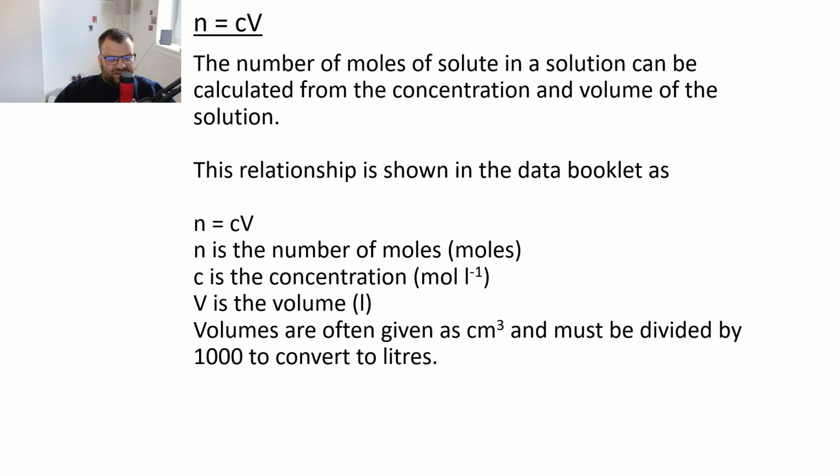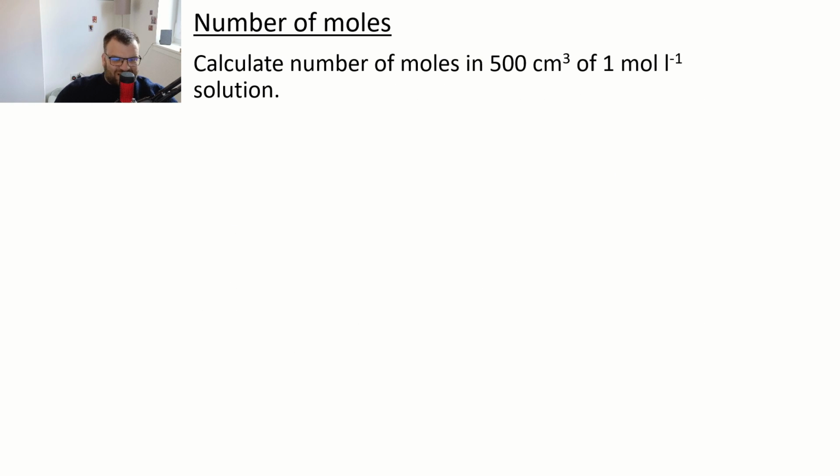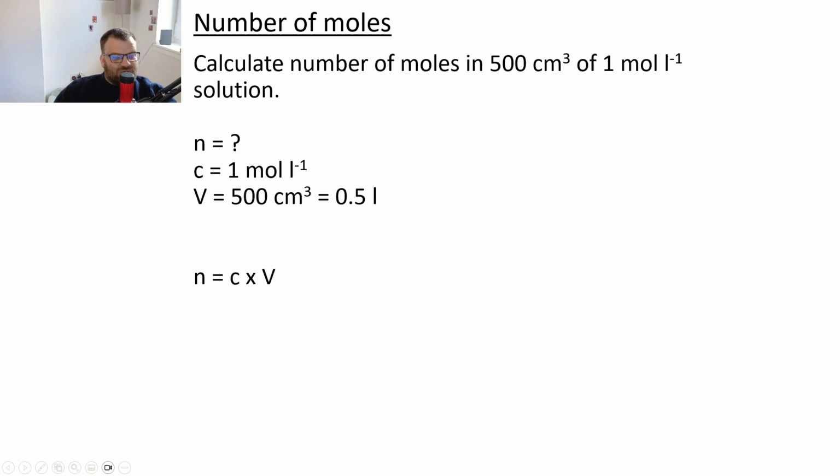Oftentimes, you'll be given the volumes as centimetres cubed, and you have to divide that by 1,000 to turn it into litres. In this question, we're asked to calculate the number of moles in 500 centimetres cubed of 1 mole per litre solution. First thing I'd want to do is write down what I've been given. Well, the concentration is 1. The volume I want to turn into litres, divided by 1,000 gives you 0.5 litres. The data booklet tells us that n equals c times v. Pop the numbers in: 1 times 0.5 gives you 0.5 moles.